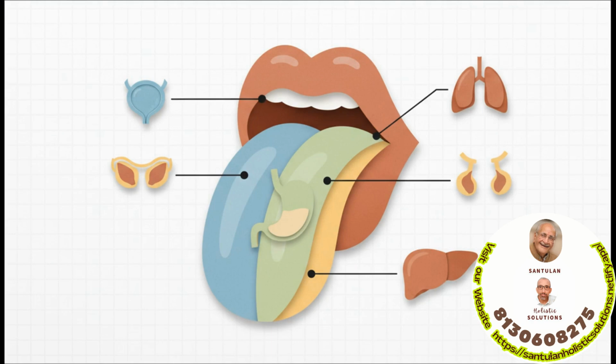And the layout is pretty comprehensive. The very tip corresponds to what we call the WD area, which covers uterine, prostate, and urinary health. The sides of the tongue map to the ovaries or testes. The center is all about digestion, and the very back reflects the state of the lungs and liver. See? The entire body is represented right there.